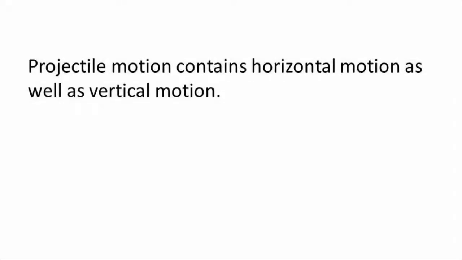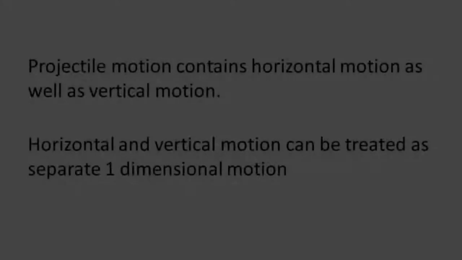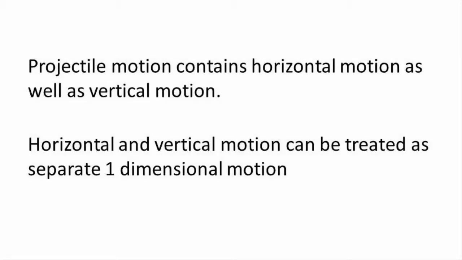In summary, projectile motion occurs when an object is moving in one direction along the horizontal plane as well as having motion in the vertical plane. The vertical motion experiences gravitational acceleration, causing the object to move in a parabolic path. The horizontal and vertical components of the motion can be treated separately as one-dimensional motion in the horizontal direction and in the vertical direction.